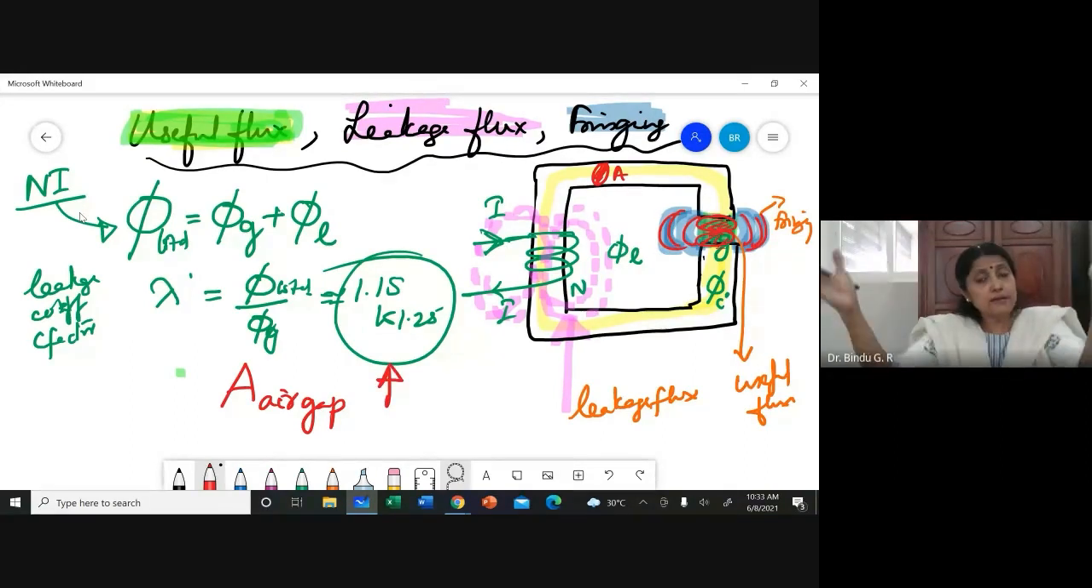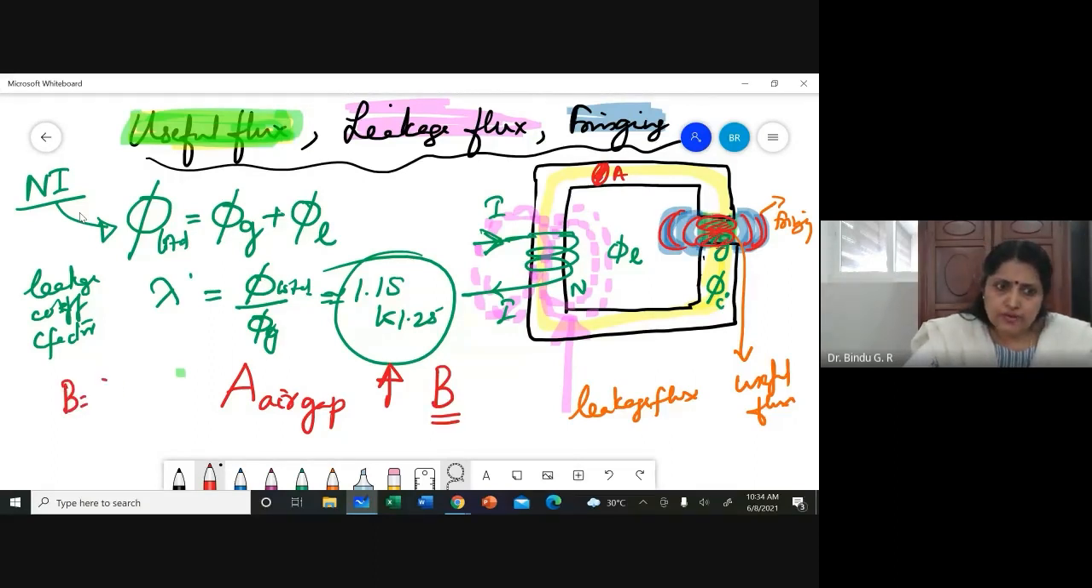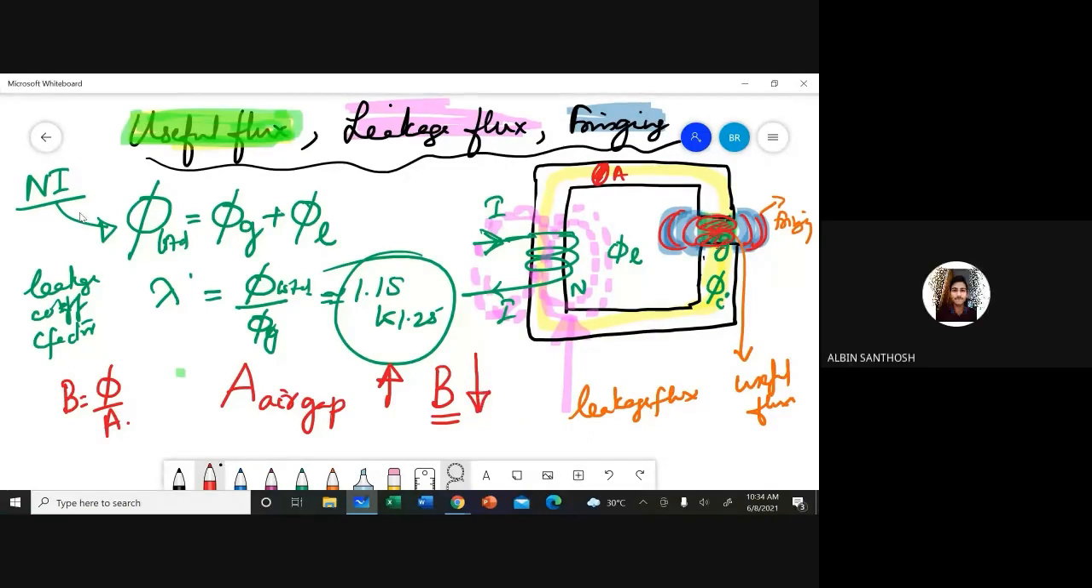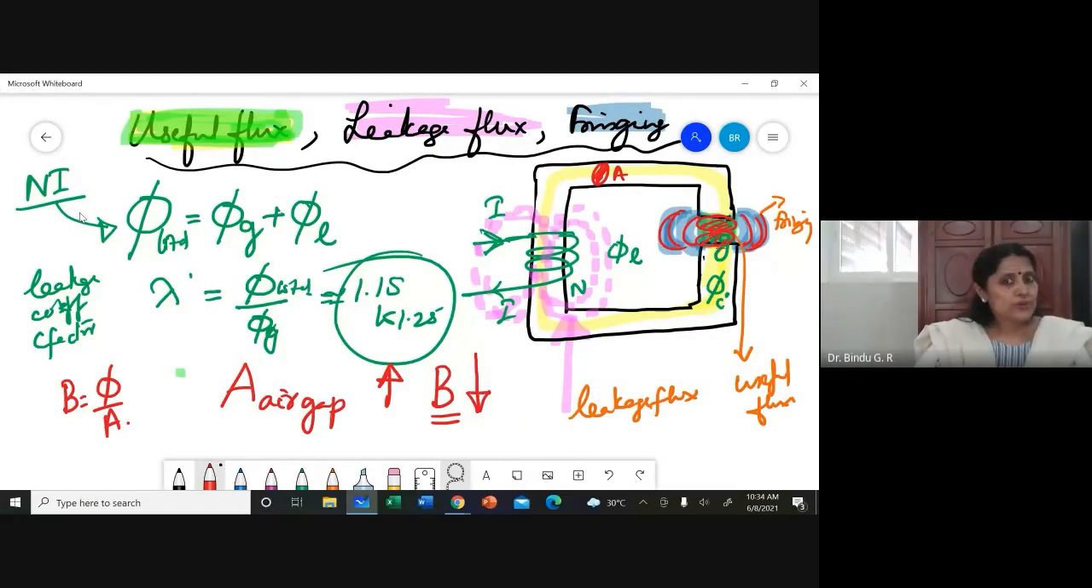Because the flux is created over a larger area due to fringing. When the air gap area increases, what happens to flux density, Albin? Flux density is equal to flux by area. Okay. What happens for the same flux? What happens to flux density? Flux density goes down. Decrease. Understood? Yes, ma'am. I hope all of you understood.